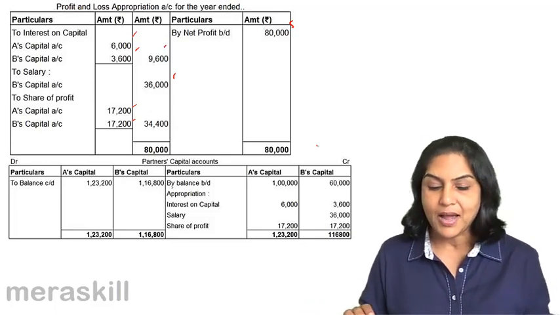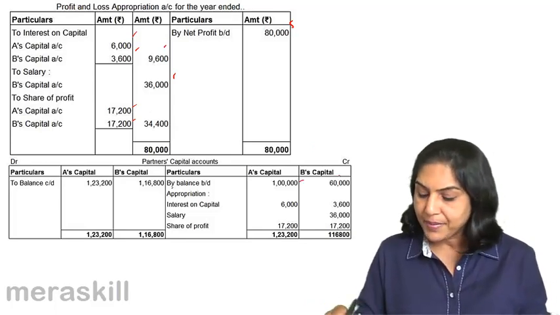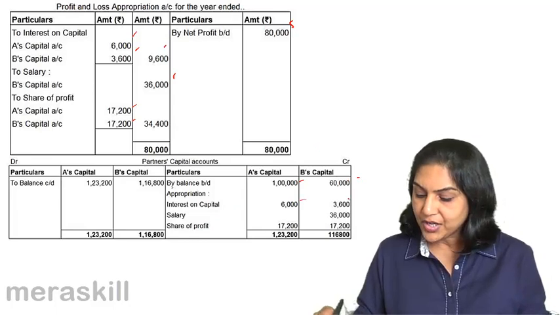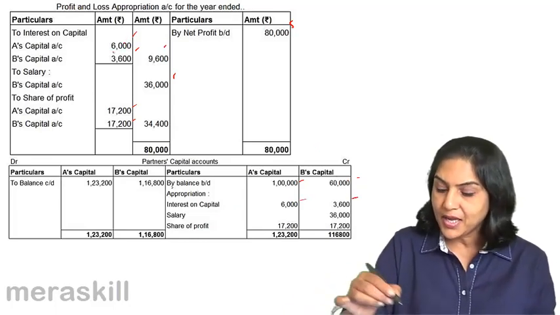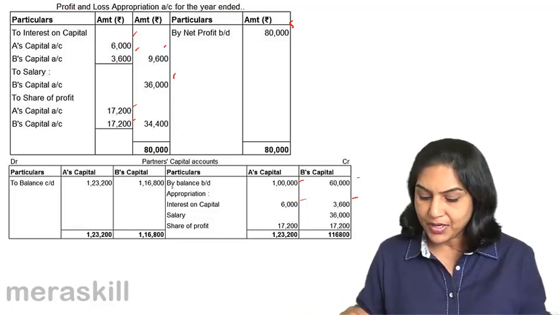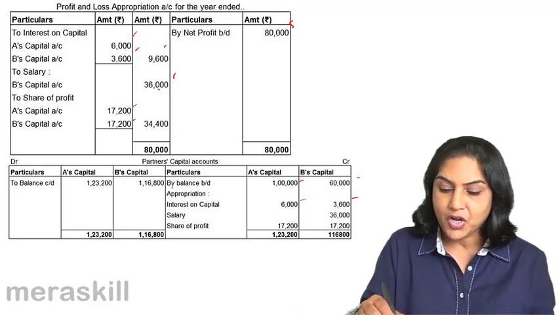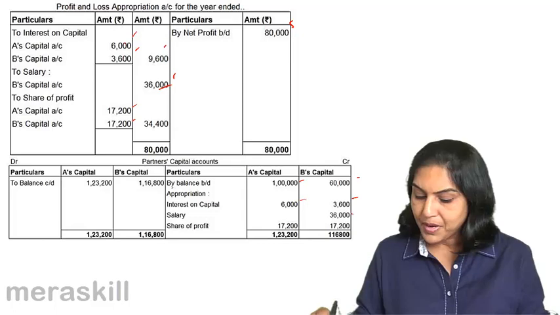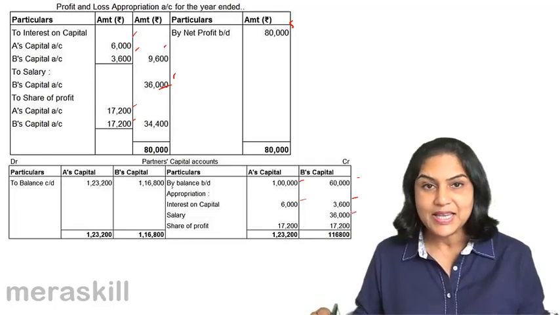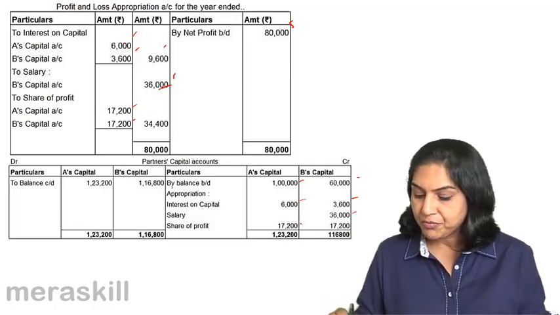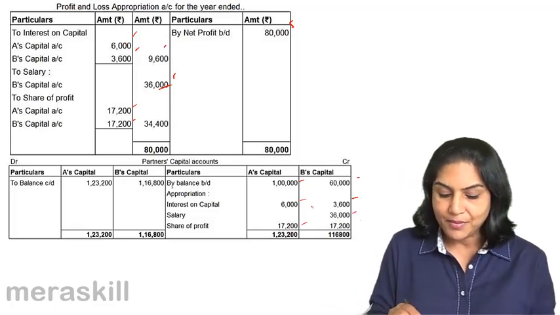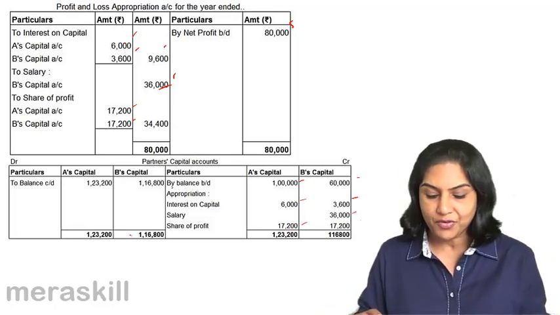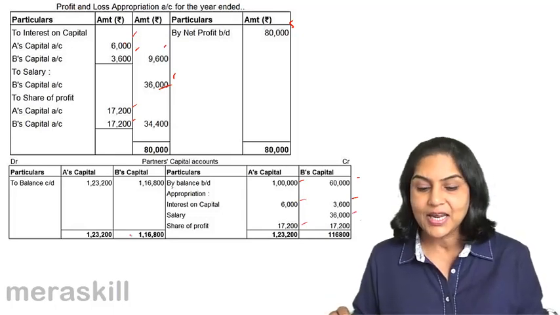What does the partners' capital account look like? They had a balance of 1 lakh. Interest on capital was credited to them. Profit and loss appropriation debit and partners' capital account credit. Salary, profit and loss appropriation debit. Partners' capital account, that's B's capital account credit. Share of profit to both 17,200, 17,200. So that the balance is 1,23,200 for A and 1,16,800 for B.